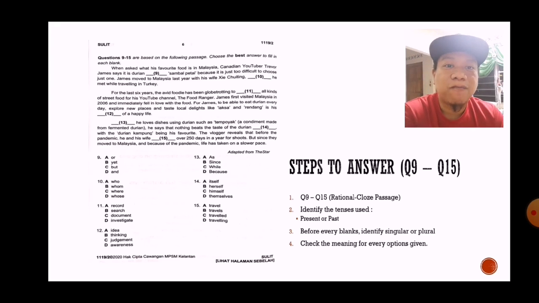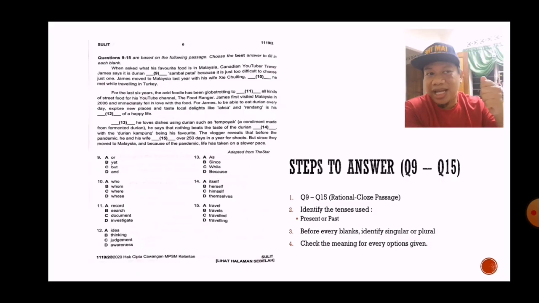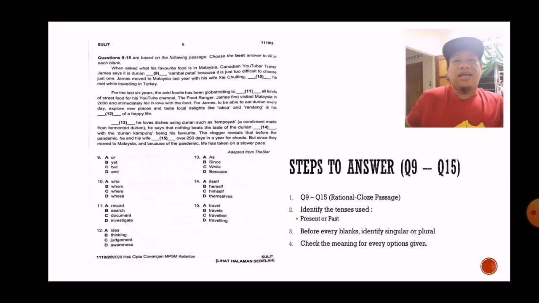Okay, so what about B? To search all kinds of street food for his YouTube channel. Of course, he is not searching because he is a YouTuber. So what does a YouTuber normally do? Normally a YouTuber will bring their camera and take video. Take video to, of course, to what? Yes, I'm sure you know the answer. A, to record all kinds of street food for his YouTube channel. So that is why the answer is A. For number 11, the answer is A, record.